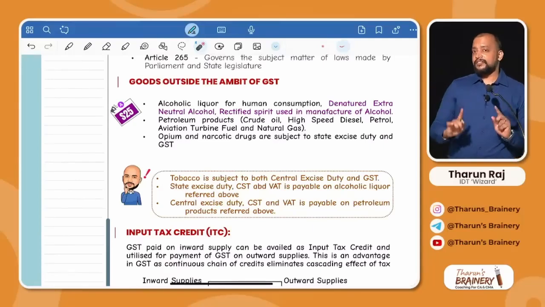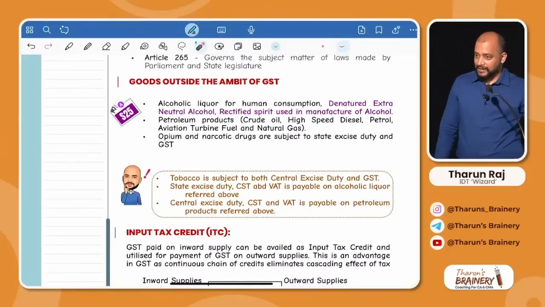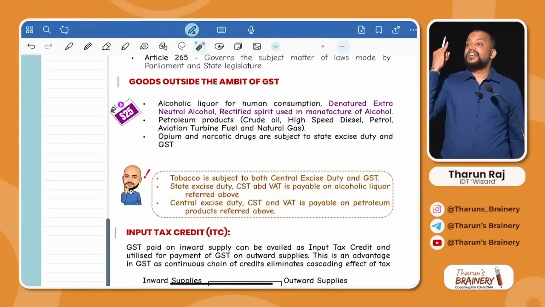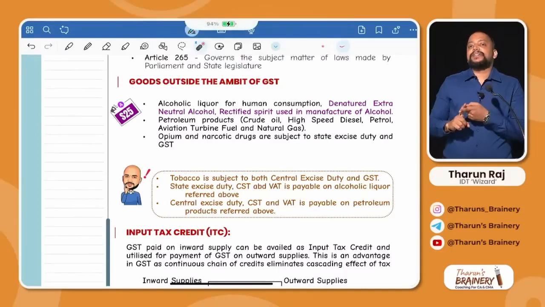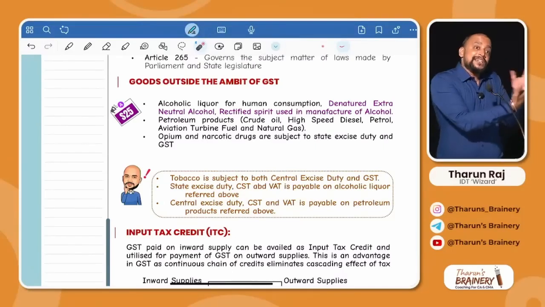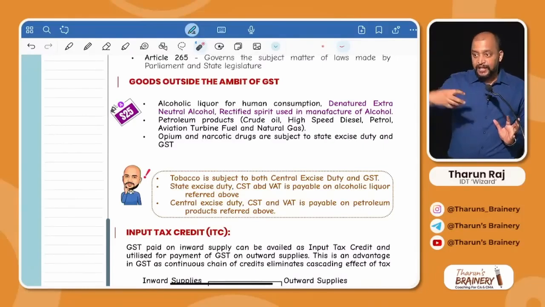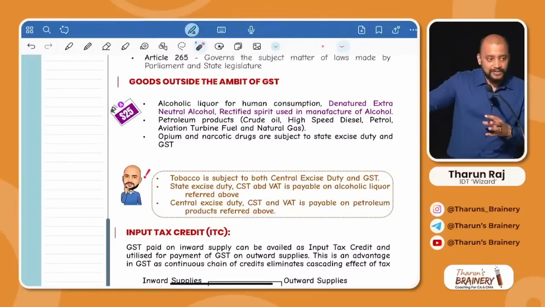Now, be careful. There are two liquor products that are not finished products, but raw material to make liquor. That is rectified spirit and denatured extra neutral alcohol. Please listen. These are the raw material for the liquor industry. Using that raw material, they make the liquor and they sell it.